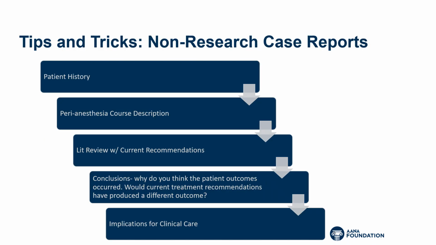Here are some tips and tricks for case reports. There are some important key elements to include in a case report abstract. First, the patient's medical and surgical history as relevant, a description of the peri-anesthesia course, the literature review and current recommendations from the literature. The conclusion section should address why you think the patient outcome occurred and whether current treatment recommendations might have produced a different outcome. And finally, you should include implications for clinical practice.